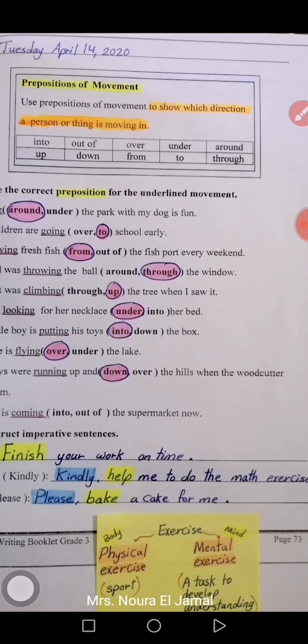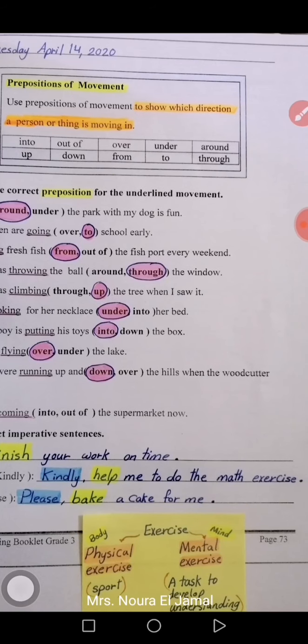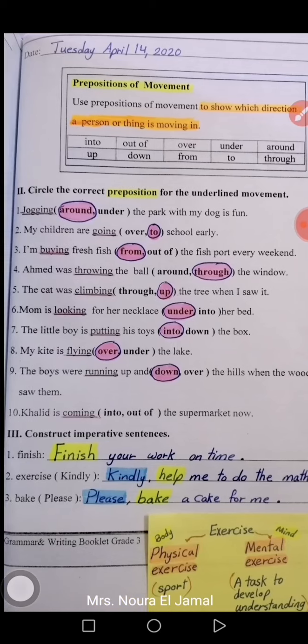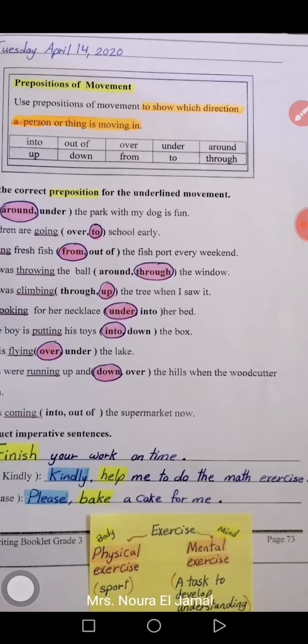Exercise has 2 meanings. The first meaning is physical exercise, to do sport. The second meaning is mental exercise. We use our mind in it to do a task to develop understanding. When I give you exercise, to do it in English. So exercise here, I use the second meaning, to do a task. So kindly help me to do the math exercise.